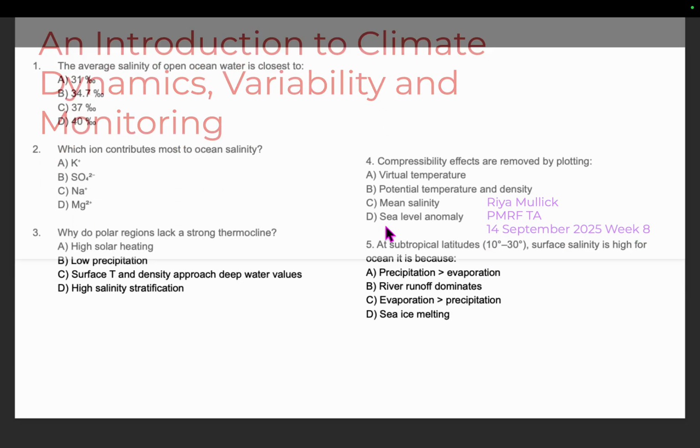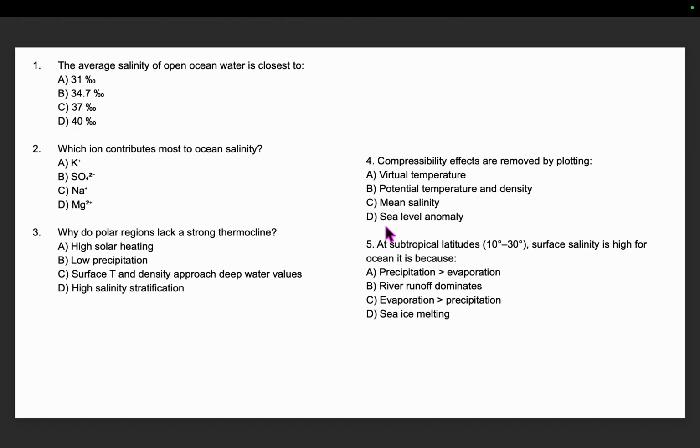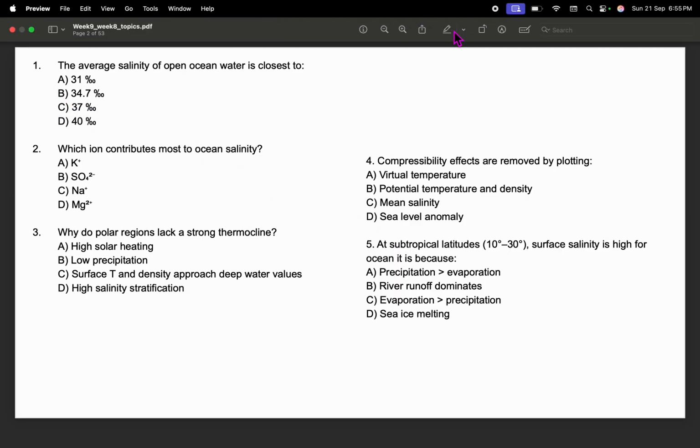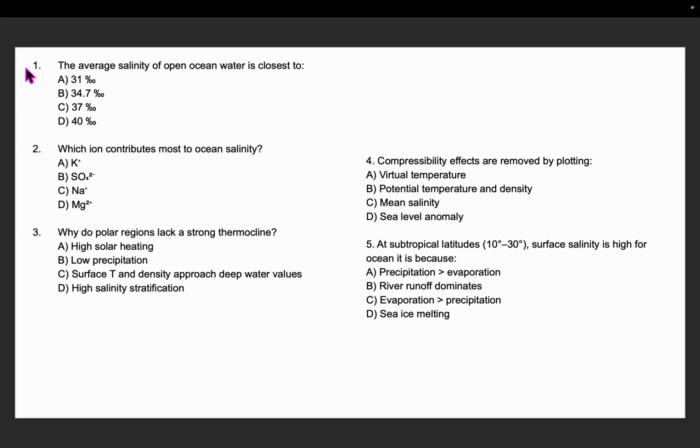The first question for the week 8 content, on oceanic circulation, is this: the average salinity of open ocean water is closest to what value? 31%, 34.7%, 37%, or 40%. This is option B, correct. This is 34%.